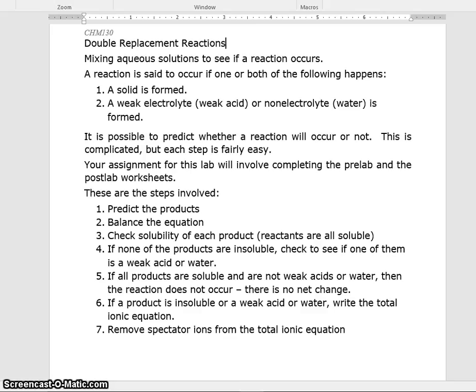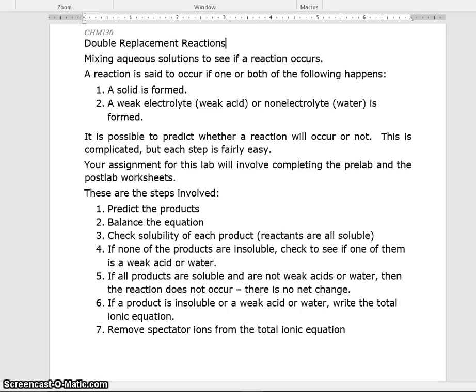So, we're doing this lab as a dry lab because it's possible to predict whether a reaction will occur or not. It's complicated to do this, but each step is fairly easy. You just need to pay attention to what you're doing and follow some steps. Okay, so your assignment for this lab is to complete the pre-lab assignment and the post-lab worksheet assignment.